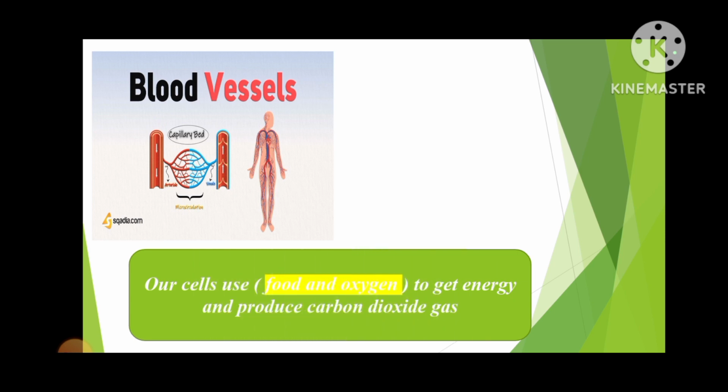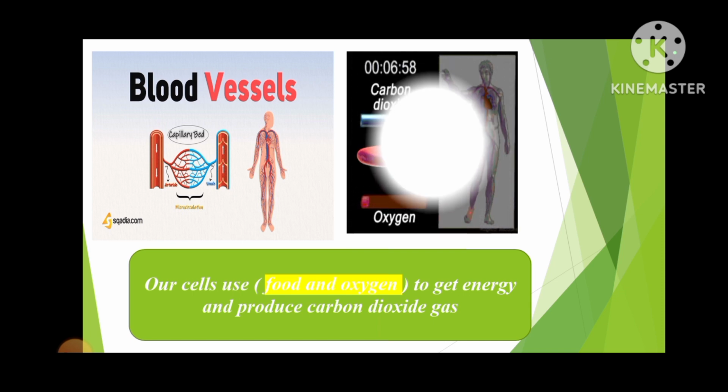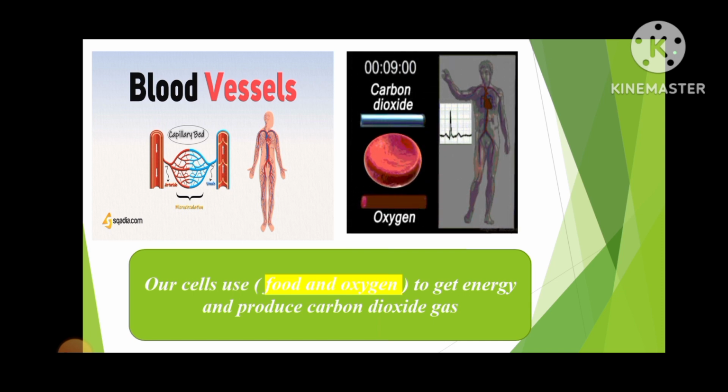So blood vessels are arteries or veins. Arteries carry oxygen and food from the heart to the body. Veins carry carbon dioxide and low oxygen and food from the body to the heart. And between them, connecting the arteries and the veins, we have blood capillaries. So our cells use food and oxygen to get energy and produce carbon dioxide gas as waste.